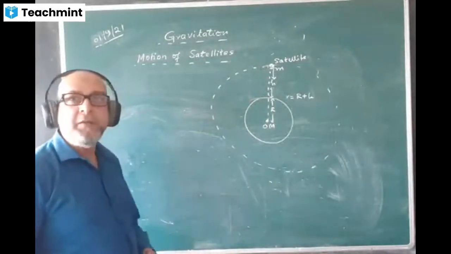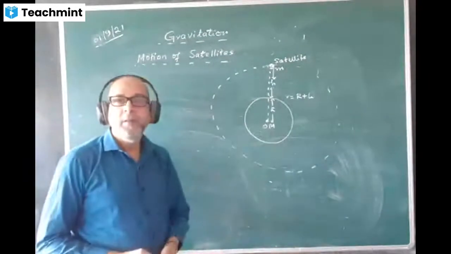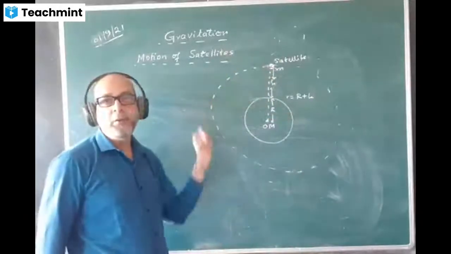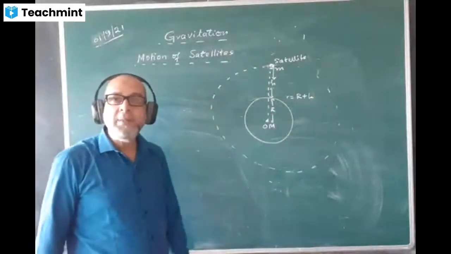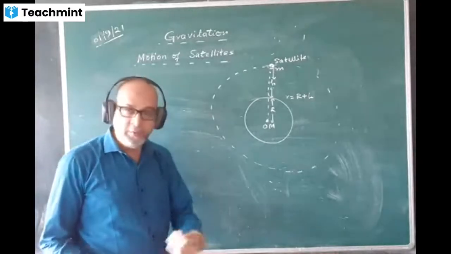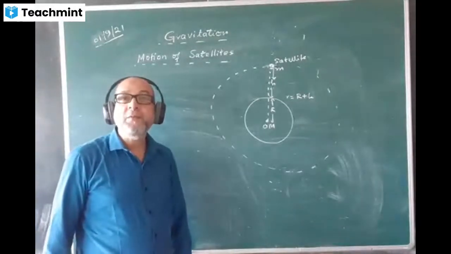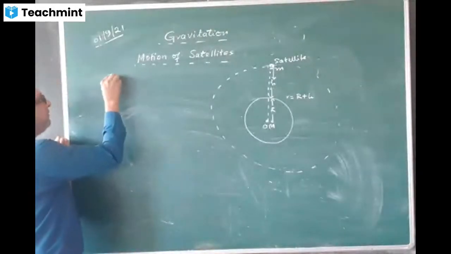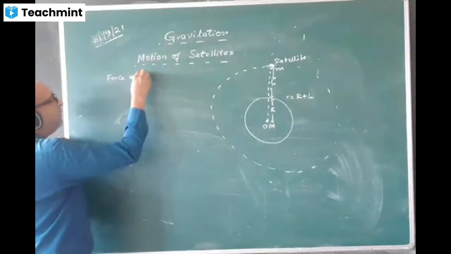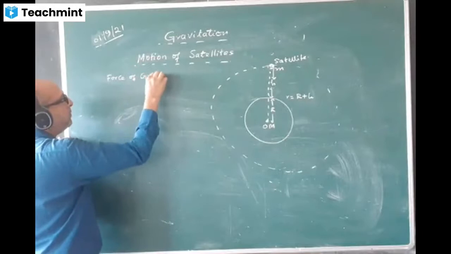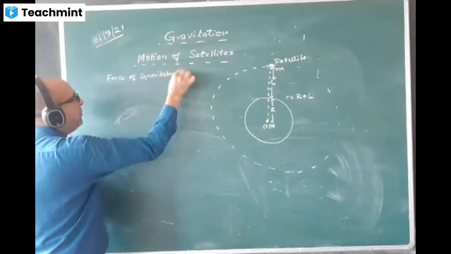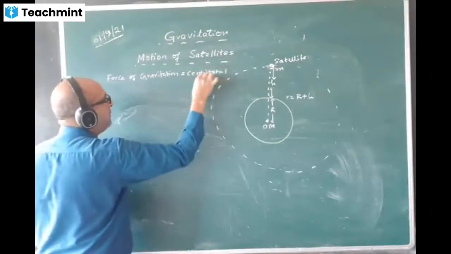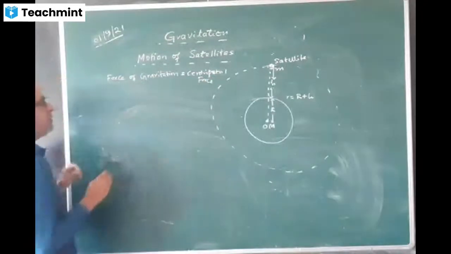So for a satellite revolving around a planet, what provides the centripetal force? Because the satellites are revolving around a planet, there is a centripetal force required. What provides the necessary centripetal force? We can say force of gravitation. You can write it also as force of gravitation. Force of gravitation is equal to centripetal force. Mention that.